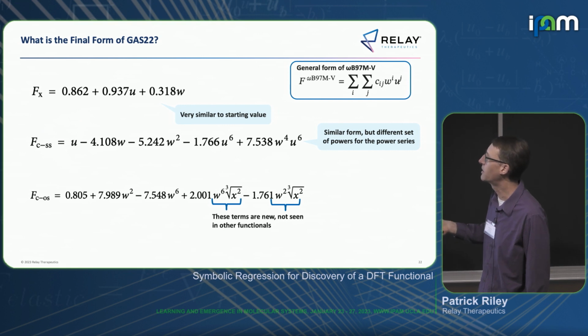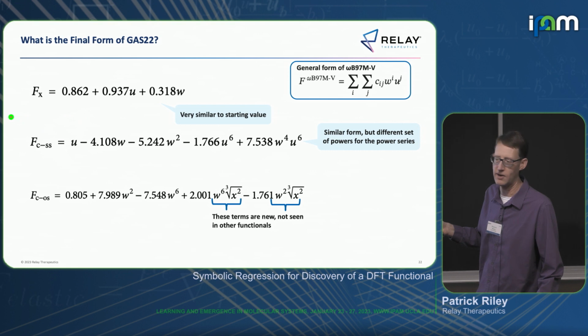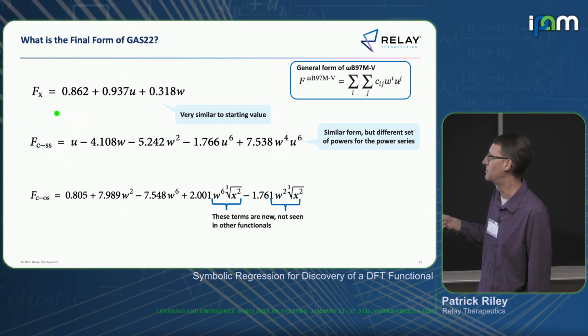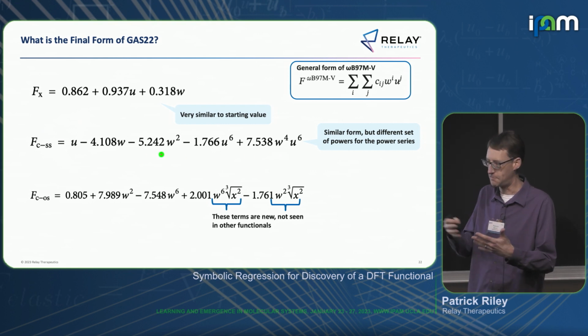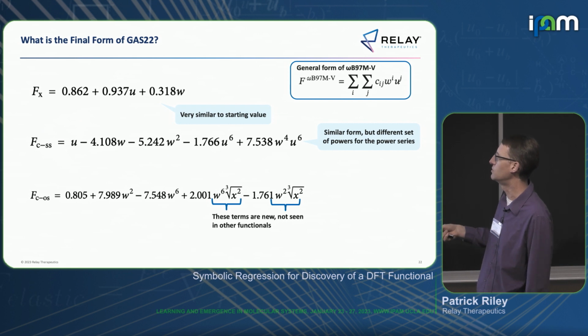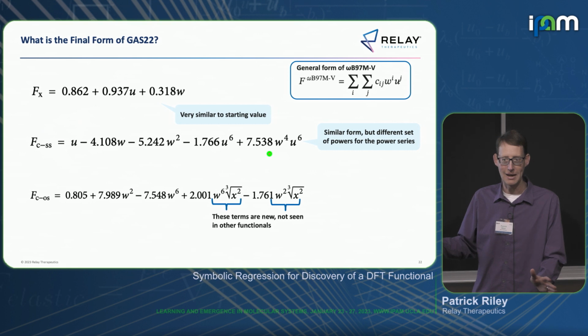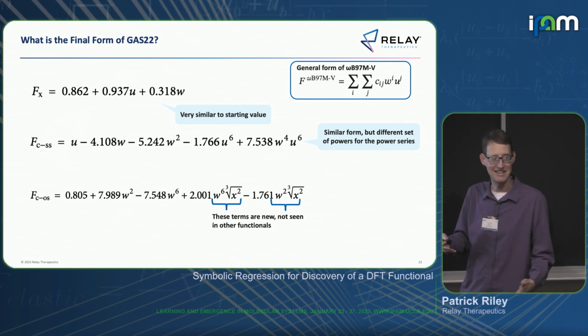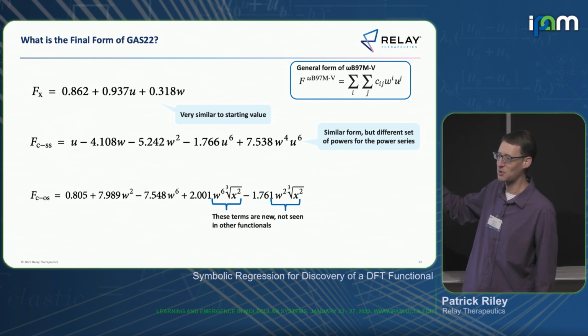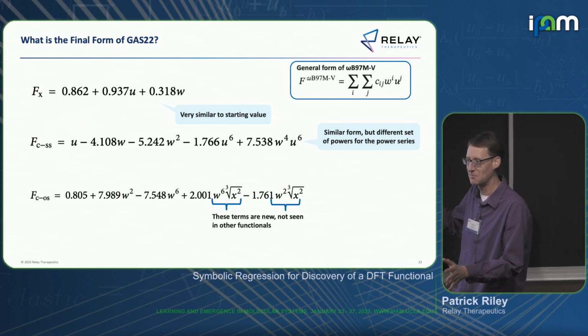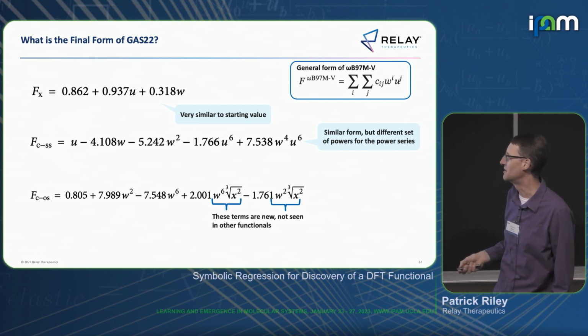So a couple things here. One is the enhancement factor on exchange is very, very similar to what we started with. So the machine did not end up exploring this. The form for the same spin correlation, you may remember, was this kind of expansion of the various powers of W and U, and we got something very much in that form. We picked a different combination than they did. So they don't have the 4-6 term, I think. I can't remember exactly which ones, but we picked different terms with different weights. But it fits in well.